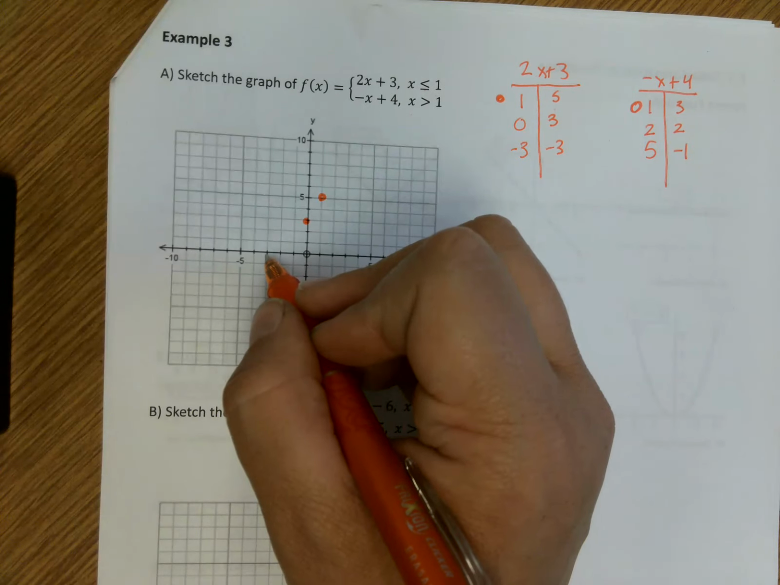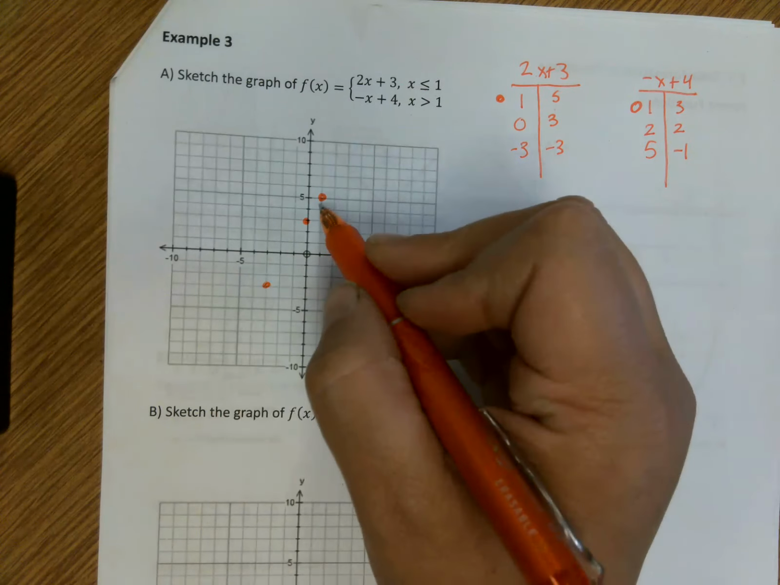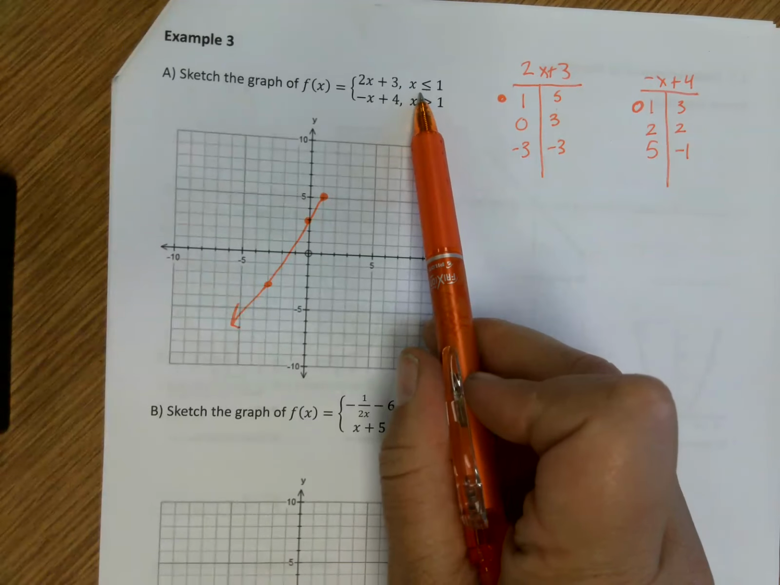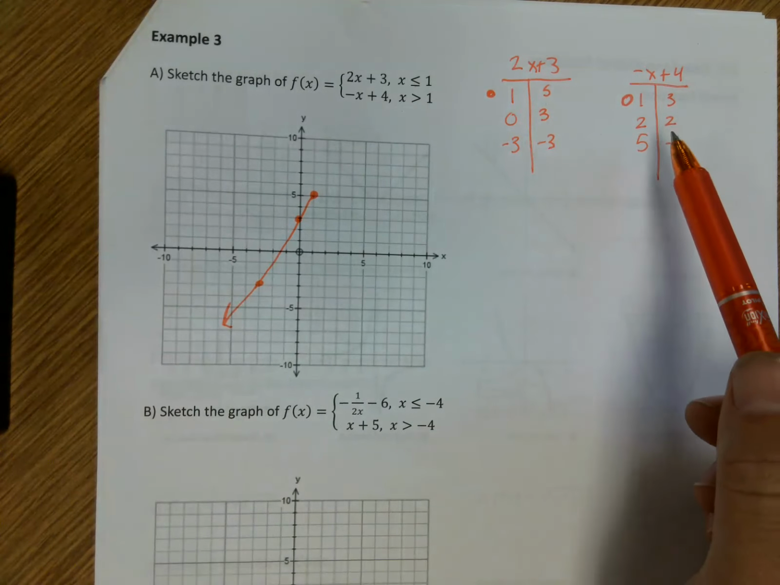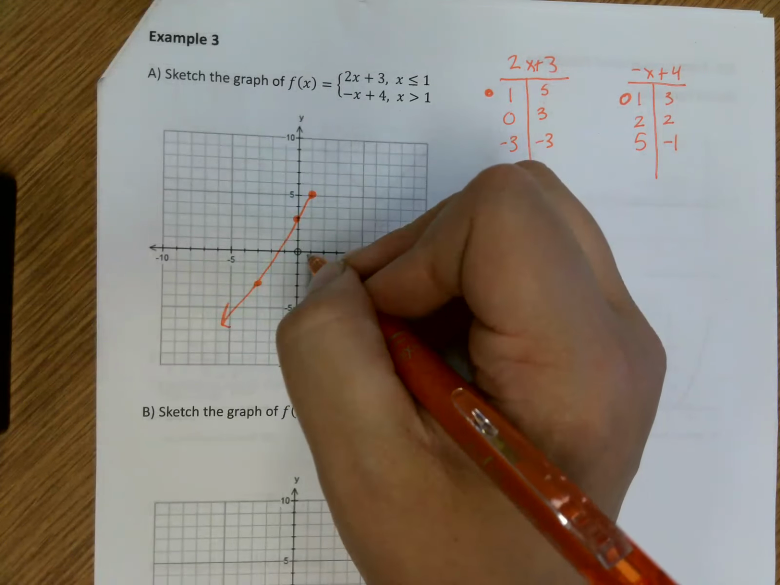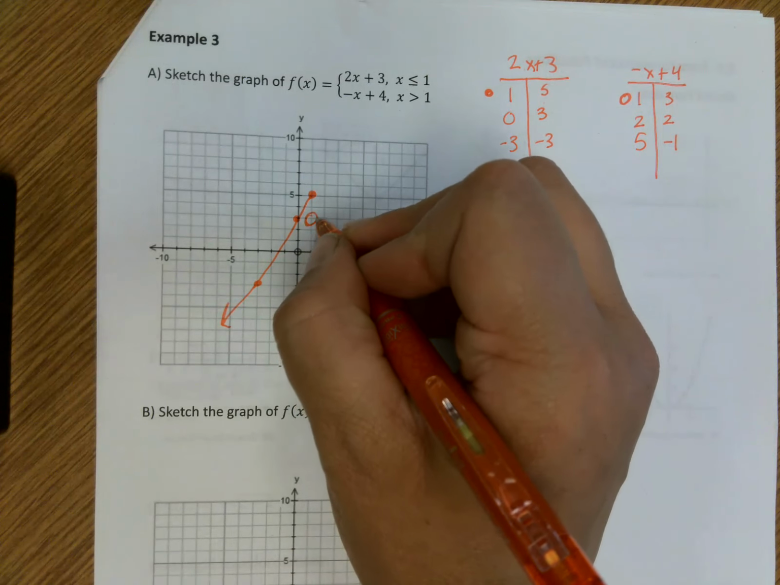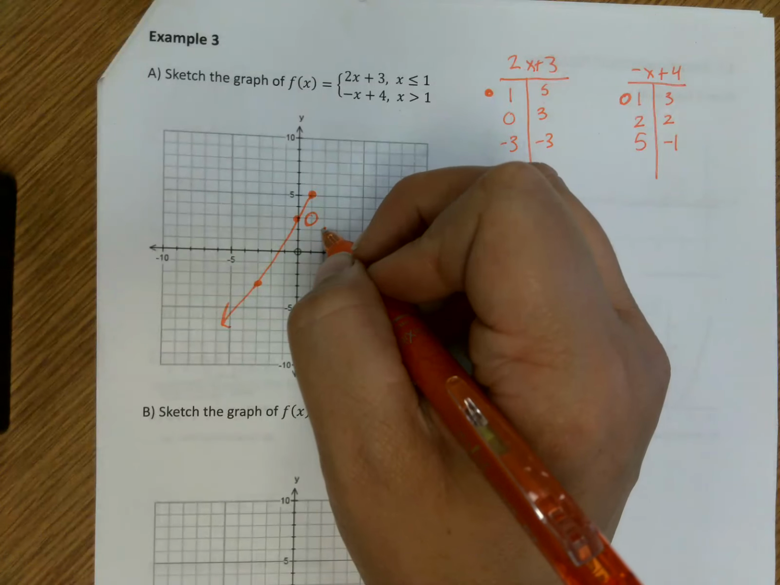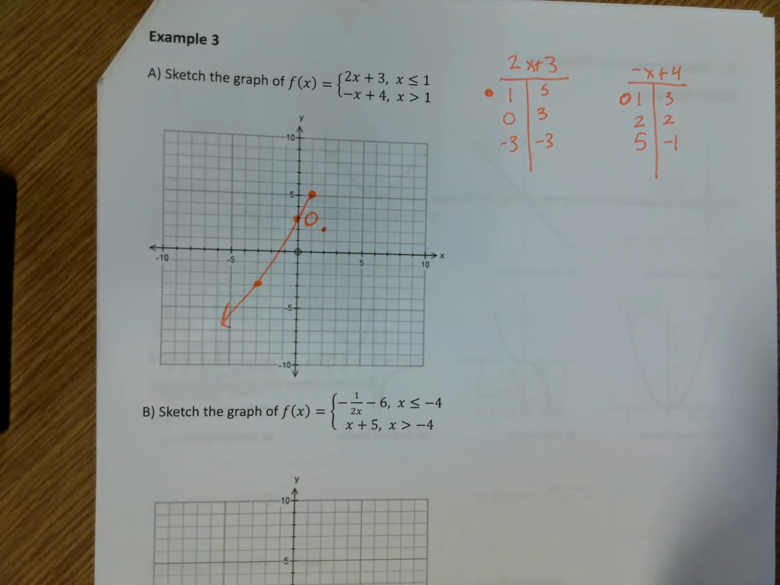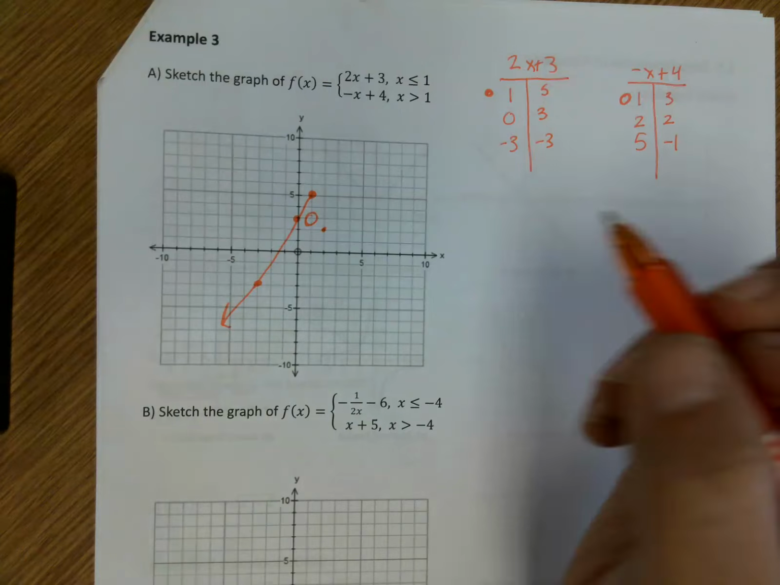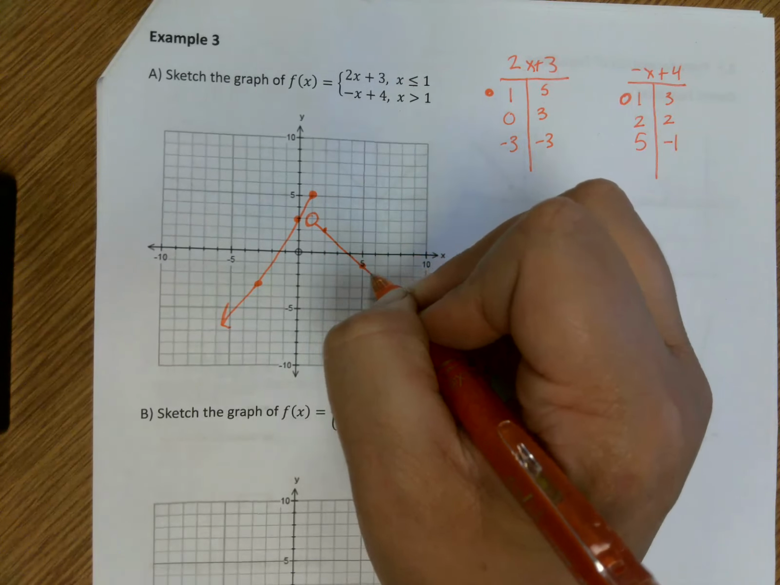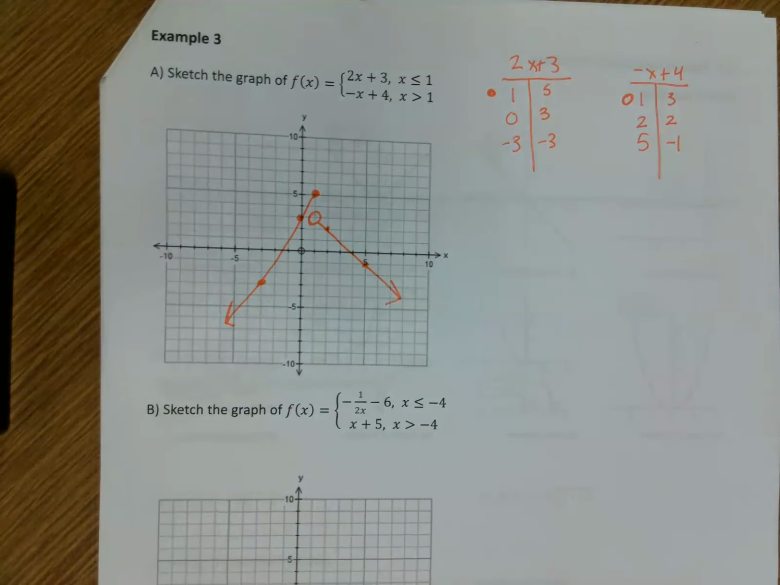-3, -3. So this is what I have going, because it's less than. So this one should have the arrow at the end, because it means less than 1 is over here. Now I have 1, 3. That should be an open circle. And I should clearly see that that is an open circle. If I can't clearly see that that's an open circle, then that's not good. Then 2, 2, and then 5, -1. So here are my points on the right-hand side. So this is what my piecewise function would look like.